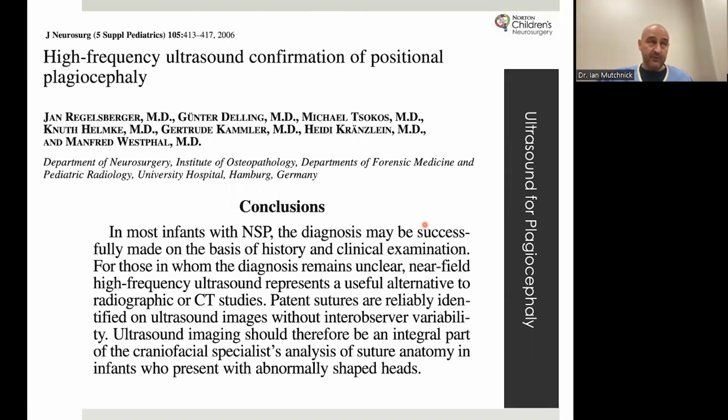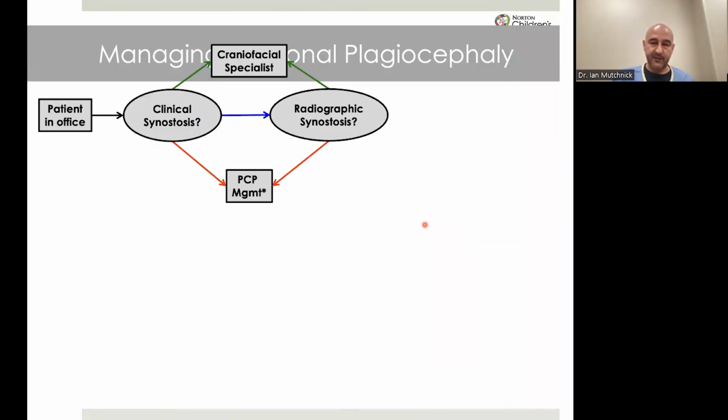It turns out that skull X-rays, CTs, and ultrasounds can all give us false negatives and false positives, and in my experience, at about the same rate. So none of these is perfect. So there's really no reason not to start with something that doesn't have radiation. And again, if you want to send them our way without radiography, I think that's fine too. I think ultrasound imaging should be an integral part of the evaluation of this.